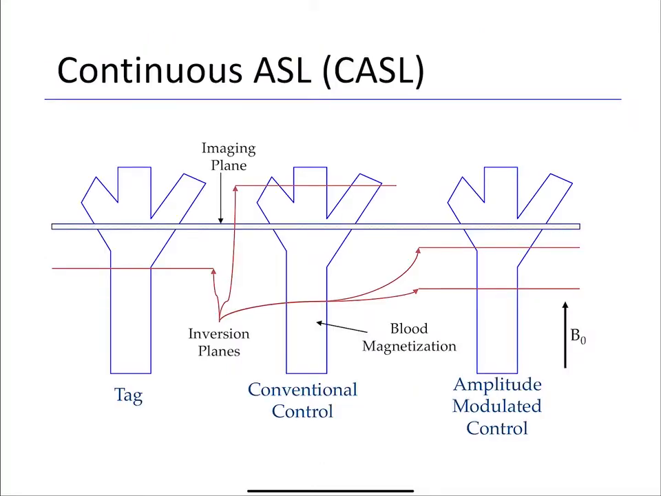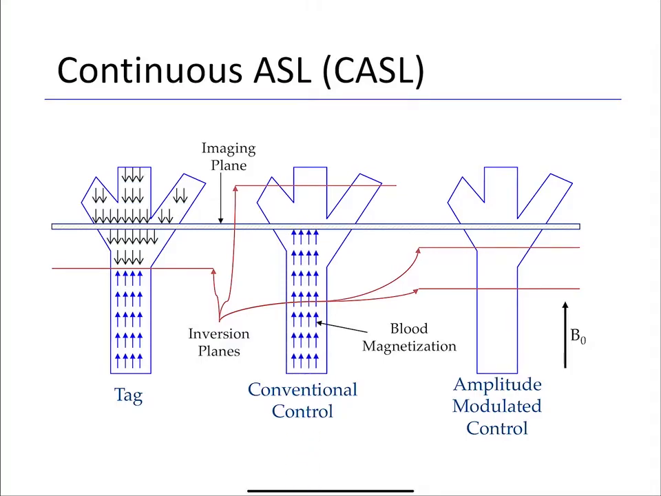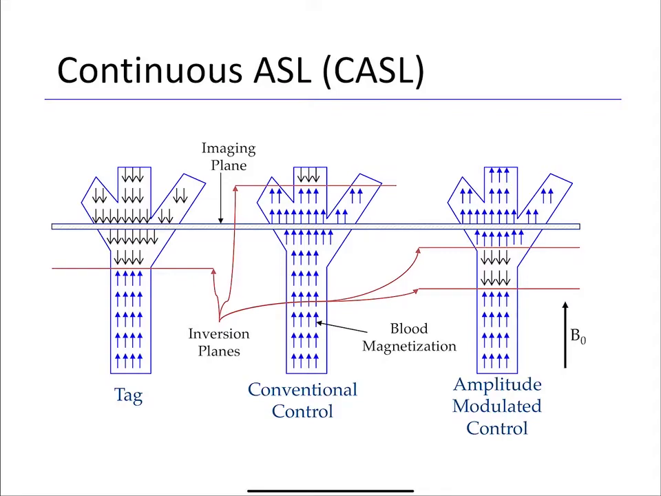Continuous ASL, as I said, the spins flow through, and as they pass this plane, they get inverted, and so that's the tagging. So one thing you could do is put that plane on the other side of your imaging plane so that the spins don't get inverted, but that only really works for the imaging plane right in the middle. It doesn't really work so well for the other imaging planes. So people over the years have come up with tricky methods. This one is called amplitude modulated control, where it inverts and then reinverts and then reinverts again. So you invert and then you invert again, so the control is not affected.